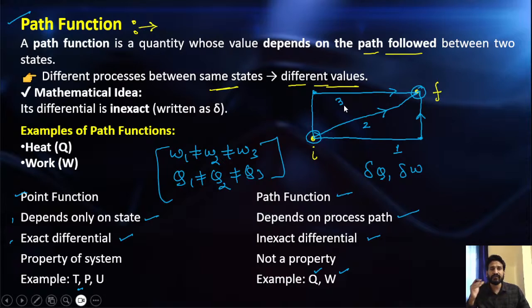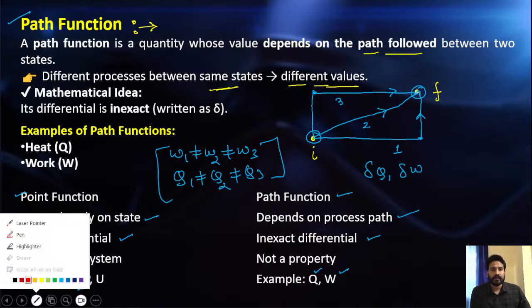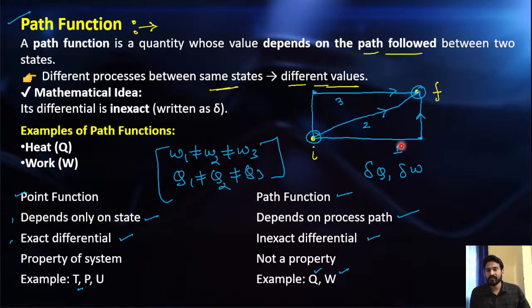A path function is a different thing. In a path function, that particular quantity is path dependent. If you switch the path, the value will be different. It does not depend upon the initial and final state. As you can see in this diagram, all these three processes, process 1, process 2, process 3, have the same initial and final point, but still the value will be different. Why? Because they follow different paths, so these quantities have different values.